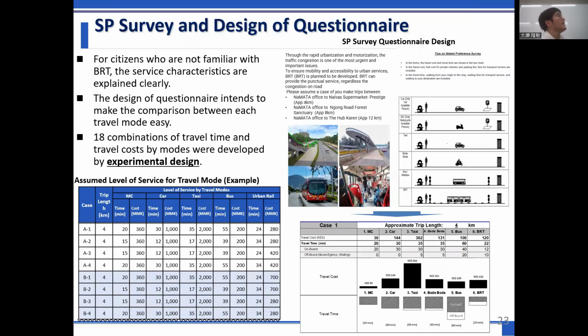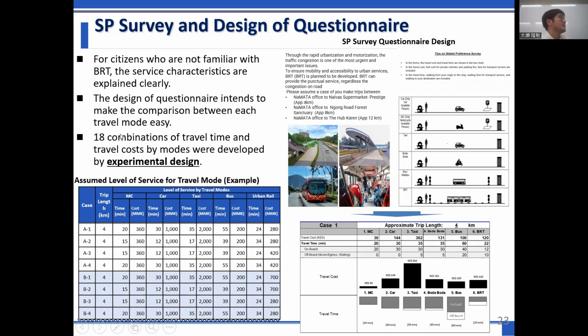So some citizens are not familiar with the BRT. So in the stated preference survey design, some detailed explanations with figures must be provided. And the design of the questionnaire intends to make the comparison between each travel mode easy. So such kind of questionnaire structure is developed.